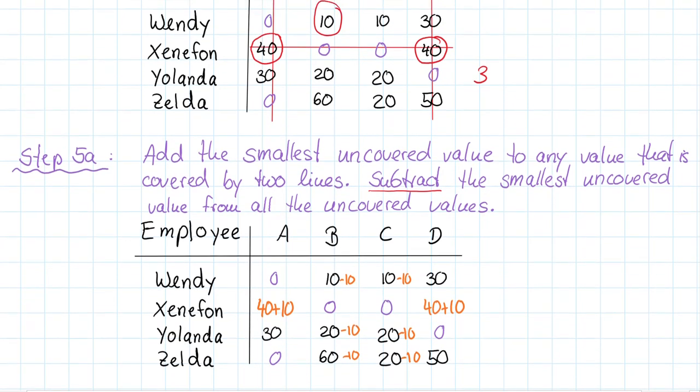I have that prepared already here. 40 plus 10 is 50. And 10 minus 10 gives a 0 over here and a 0 over there. Okay, 40 plus 10 is still 50. And I subtract zeros from those 10s and those 20s, so I'm going to get 10s. And I subtract 10s from those values, so 60 minus 10 is 50. 20 minus 10 is 10.